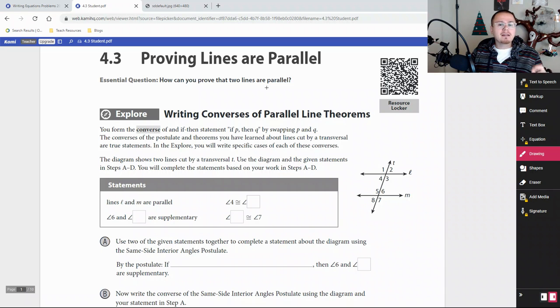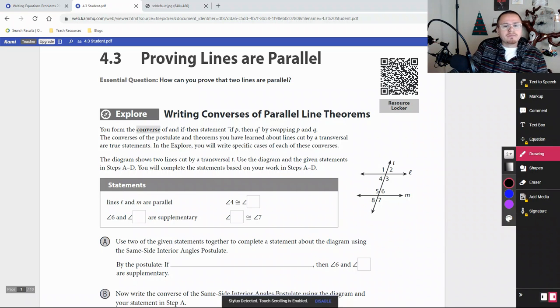So, proving lines are parallel. The big idea today is, can you prove, or how can you prove, that two lines are parallel? So keep that in mind as we get through this lesson.